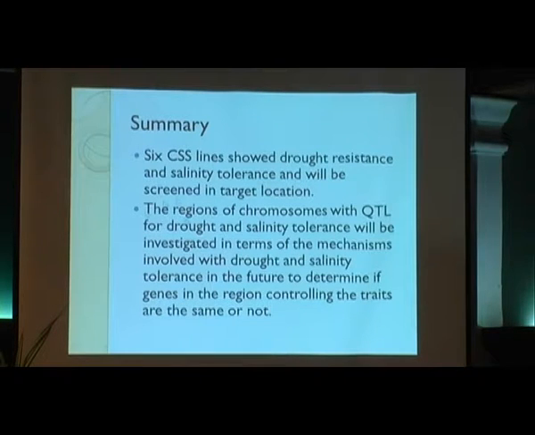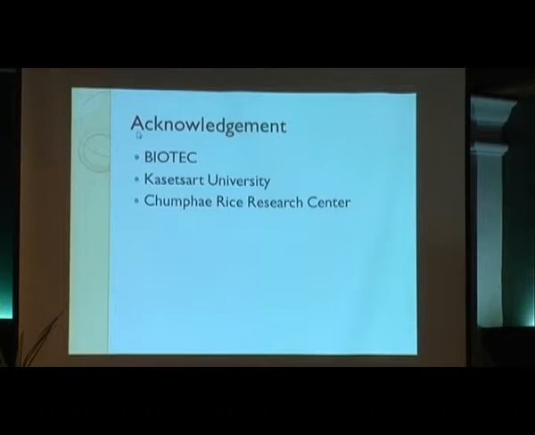The regions associated with the QTL for salinity tolerance and drought resistance will be investigated further to look at the mechanisms for both stresses, and later to identify genes that control both traits. We are very much interested in this, but as I said, the screening we did for salinity tolerance is for the seedling stage, which might be different, although they are lying in the same region. With this, I would like to thank BIOTEC for the funds, and Kasetsart University, and also Chumphae Rice Research Center. Thank you.